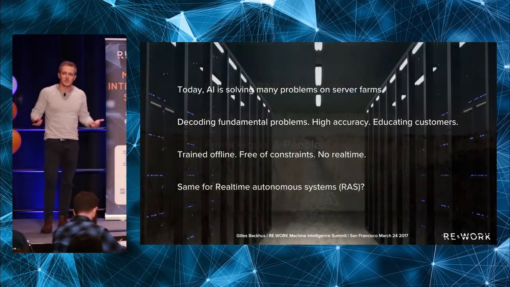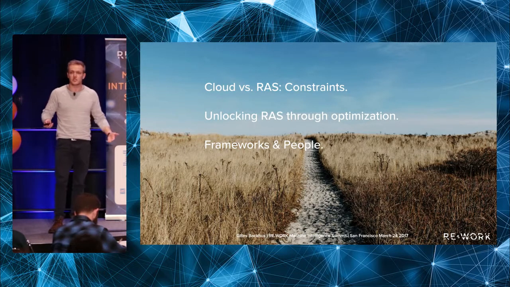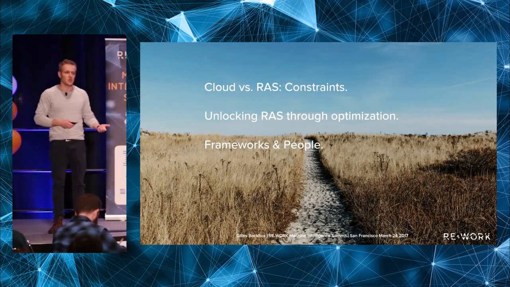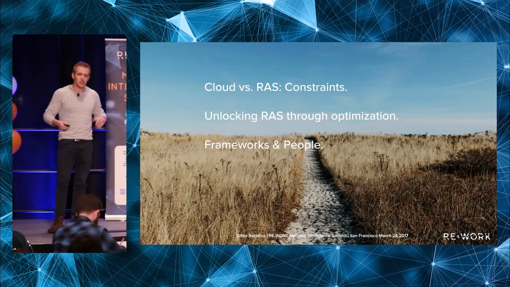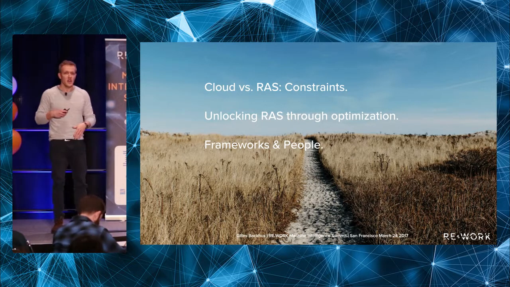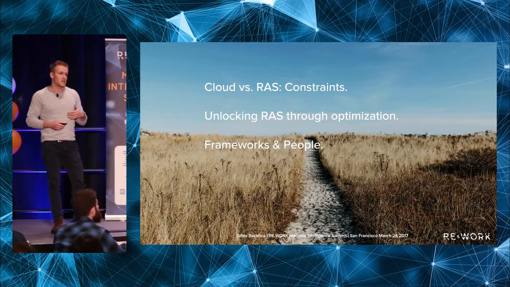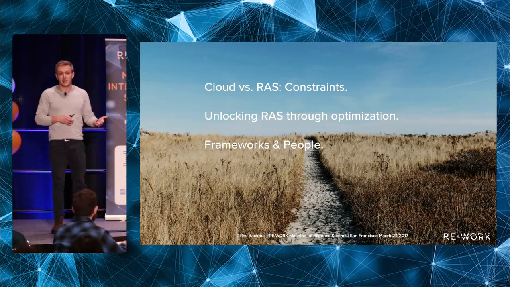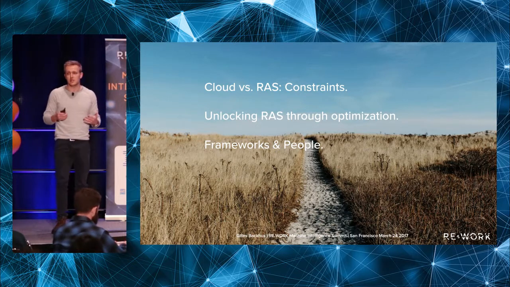And how is that different for real-time autonomous systems? So first, I'm going to talk about what kind of constraints developers in real-time autonomous systems are facing. Next, what you can do to unlock use cases which seem impossible, but may not be impossible. And finally, talking a little bit about the frameworks that are available and what the problems with them are, and also the kind of people that companies might want to hire but are not really hiring right now.